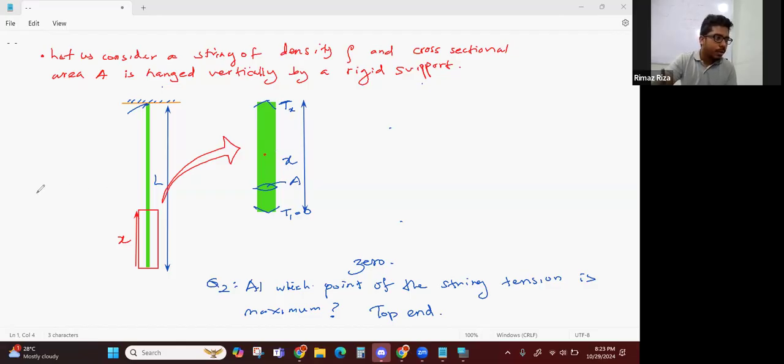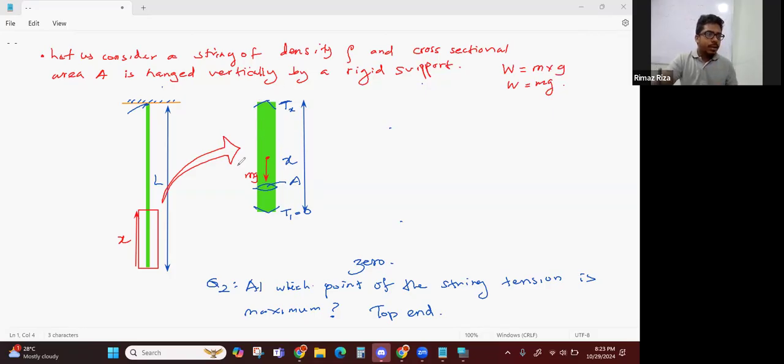So it will be the midpoint. From here the weight acts vertically downward. And let us consider the mass of this part to be simply m. Therefore, the weight is mg, right? So weight W equals mass times gravitational acceleration. Therefore, W equals mg.